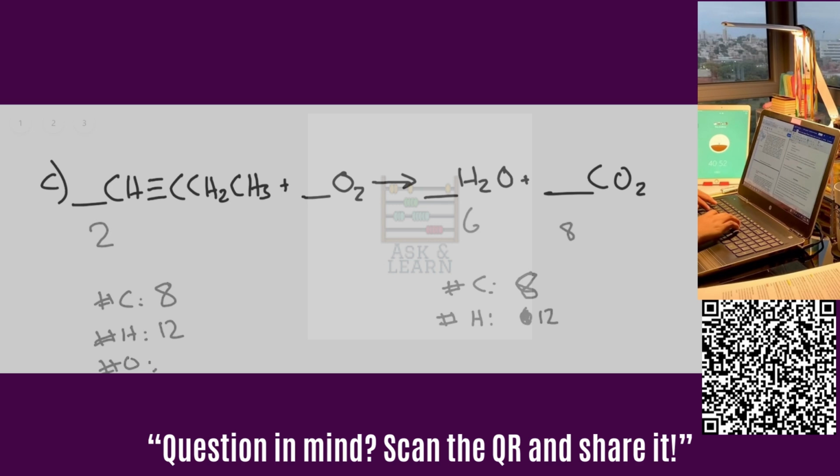And then for oxygen from the right, we have 6 oxygens from water and 16 from carbon dioxide, for a total of 22. So on the left, to have a total of 22 oxygen atoms, we need 11 oxygen molecules to give us 22 atoms. So our coefficients are 2, 11, 6, and 8.